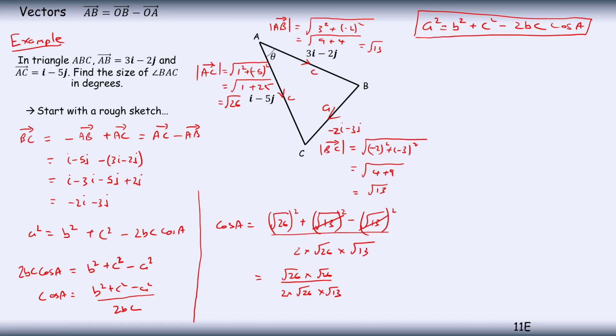The square root of 26 on the bottom will cancel with the square root of 26 on the top, any one of them, which leaves us with root 26 over 2 root 13. Now 26 divided by 13 is 2, so that gives me square root of 2 over 2. That's cos A. So cos A is equal to root 2 over 2. A is equal to cos to the minus 1 of root 2 over 2.